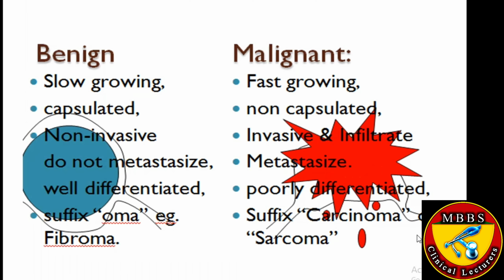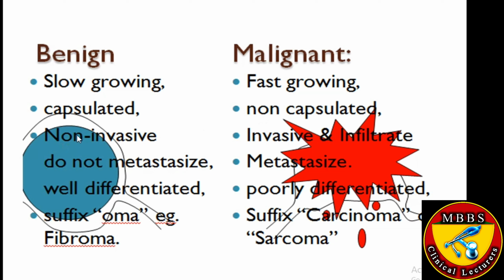So let's summarize again. Benign tumors are slow-growing tumors. They do not multiply fast, so you will not see a lot of mitosis in them. Malignant tumors are fast-growing, so there is a lot of mitosis. Benign tumors are encapsulated. Malignant tumors are usually non-encapsulated. And even if they are encapsulated, you will find a lot of broken areas of capsule in the tumor.